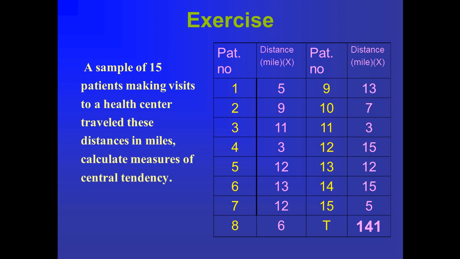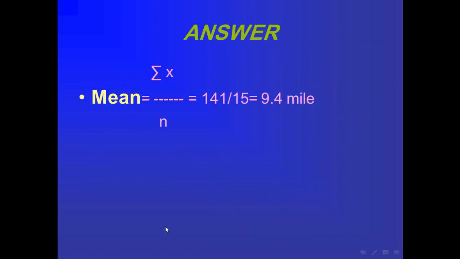So to get the mean, we have to calculate the total miles for all these 15 patients, and it was equal to 141, and we have to divide the total miles over the total number of patients to have the mean. So it is 141 divided by 15, and the result will be 9.4.